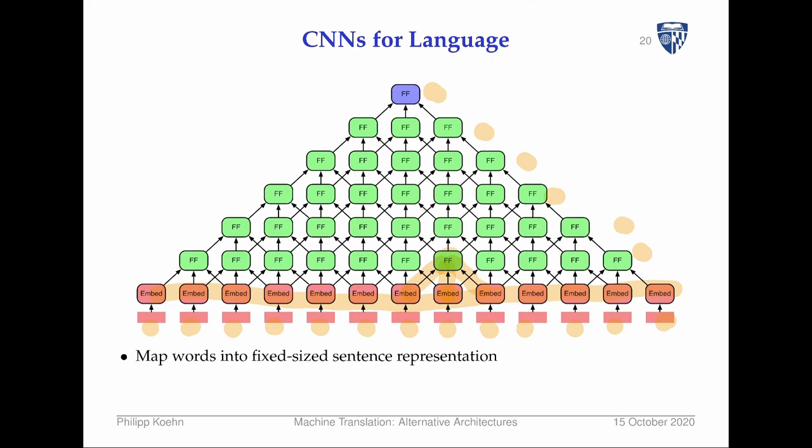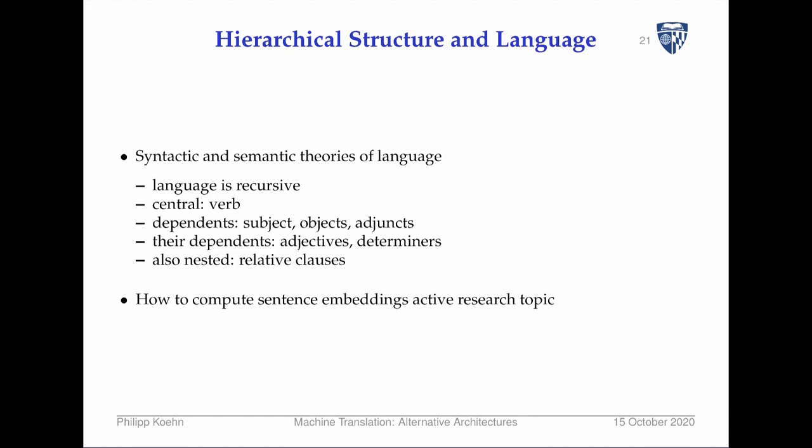This idea is somewhat appealing when you think about the hierarchical structure of language. All linguistic theories of syntax and semantics tend to have this idea of language being recursive as a core element of language. So there's a central part of the sentence, the verb, that is kind of the most important thing, and then there are other things that are dependent on that: the subject, the object, and the adjuncts, and they have dependents, and there also may be nested relative clauses. And this kind of fits nicely, this hierarchical notion.